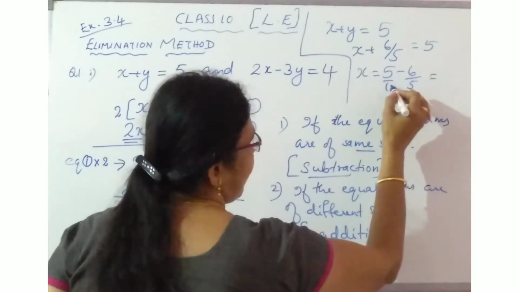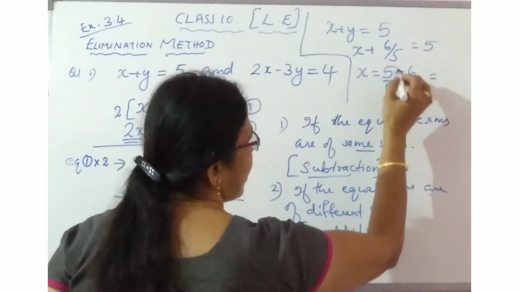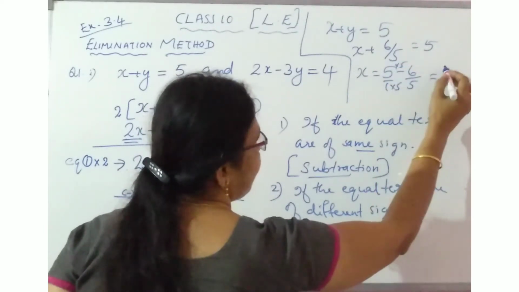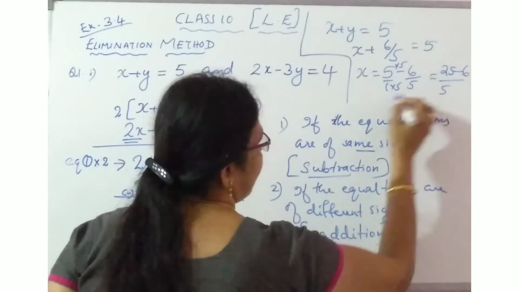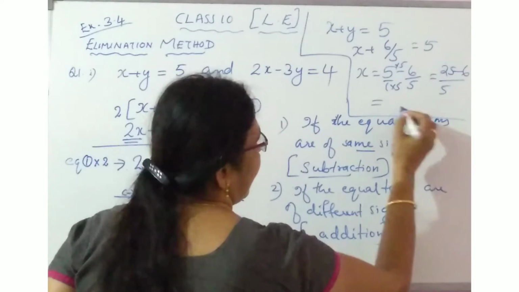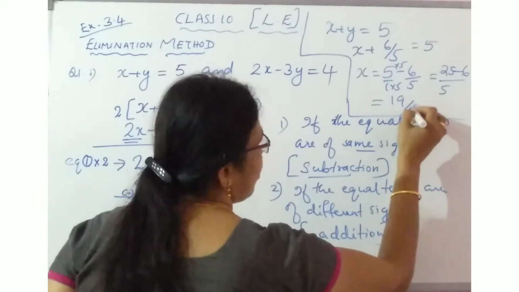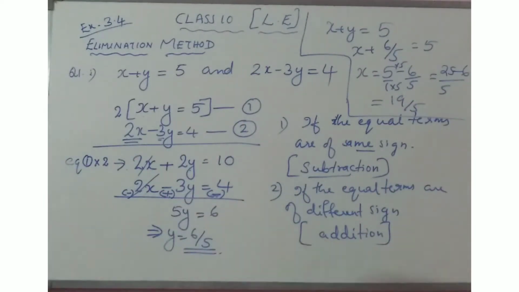So the LCM is 5. For making the denominator the same, you have to multiply by 5. 5 fives are 25, minus 6, divided by 5. That's equal to 19/5. So you got the value of x. So in this method, if you find out the value of x and y, then we can say that it is called the elimination method.